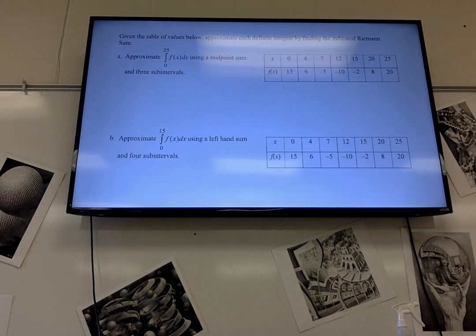Given the table of values below, approximate each definite integral by finding the indicated Riemann sum. So we're approximating the integral from 0 to 25 of f of x dx. We're using a midpoint sum and 3 subintervals. So that means we're going to split this up into 3 groups. Like, here's one group. There's another group. And we know they overlap because when you draw rectangles, they're going to share a side.